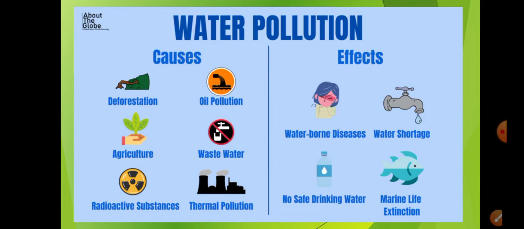And thermal pollution means the wastewater coming from the factories, which is of a higher temperature, is released into the water body nearby the factories, which affects the animals and the plants that are surviving in the water body. Now, what are the effects of water pollution?